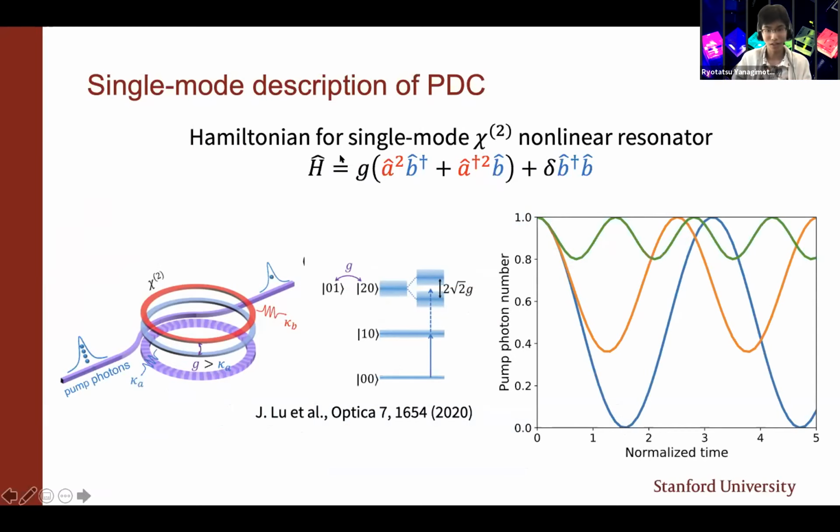And as you can see from this Hamiltonian, if you send in a single photon pump into the system, then it leads to a Rabi oscillation. And depending on the detuning, you get different amplitudes. But the feature of this oscillation being sinusoidal is pretty persistent, and it's always the case.